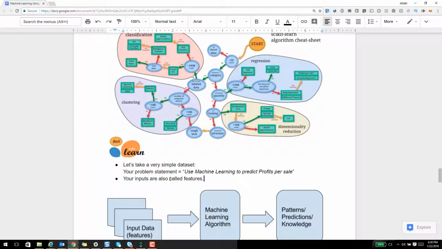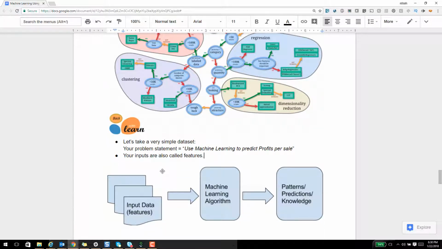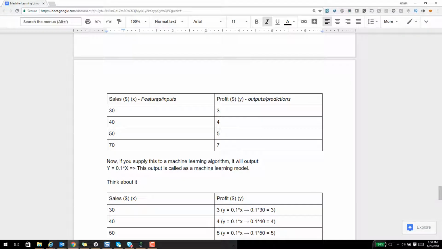Now, let's take a very simple data set. So your problem statement is: use machine learning to predict profits per sale. Now we are trying to introduce a little bit more nomenclature into this, so we're going to call these inputs features. Let's assume that your input looks something like this. Very, very simple: you have sales of $30, $40, $50, $70, and you have the corresponding profit, which is $3, $4, $5, and $7.